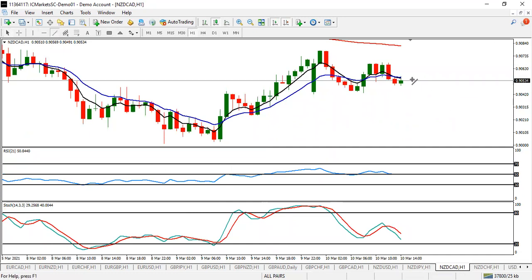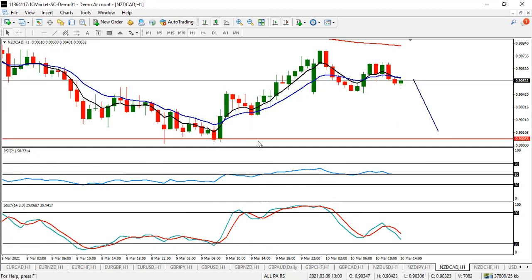So we want to look for a sell. NZD card, look for a sell, and take your profit before this level. The sell has already been activated on this pair as well. So take your profit before 0.9005. NZD card sell entry is already activated as at this time.